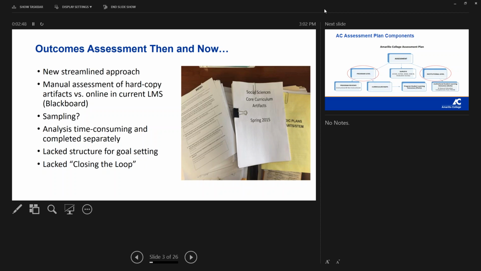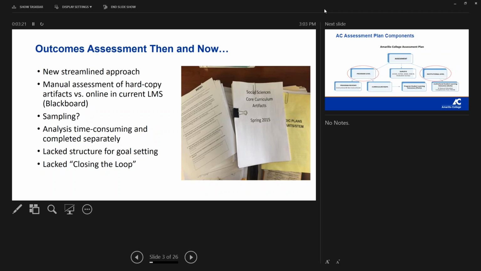In 2015, we decided to look into an online tool, and one that was in the LMS or learning management system that we already live in as faculty and students, and that is Blackboard. The tool is called Blackboard Outcomes Assessment. So we went from manual assessment of hard copy artifacts to assessing online. Basically all the students' work is there already, the faculty is working in Blackboard, so that's where we perform the sampling, the collection, and the assessment.